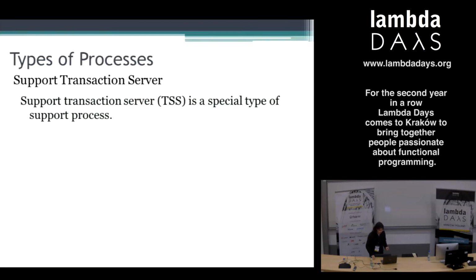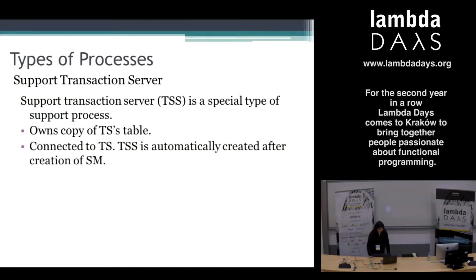And support transaction server is a reservation for transaction server. It owns the copy of all of transaction server's tables. And they are named processes: transaction server and support transaction server are registered, so you don't need to know their PIDs. It's connected to transaction server directly, and it's automatically created after creation of support master, and the connection between support master and master is similar to that of transaction server and support transaction server, because their tables have to be synchronous.